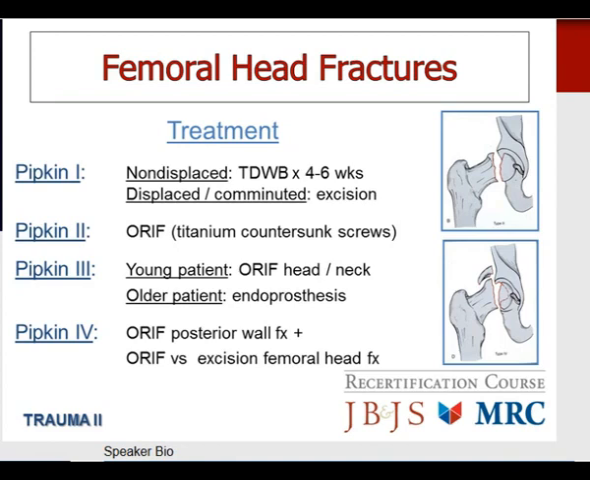And then finally, the Pipkin 4 fracture is a Pipkin 1 or 2 femoral head fracture in association with a posterior wall acetabular fracture. The treatment of these injuries is to either fix or excise the femoral head fragment and then repair the posterior wall fracture. Again, this is the ideal indication for the transtrochanteric approach.